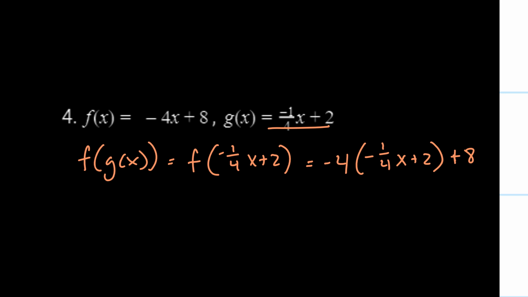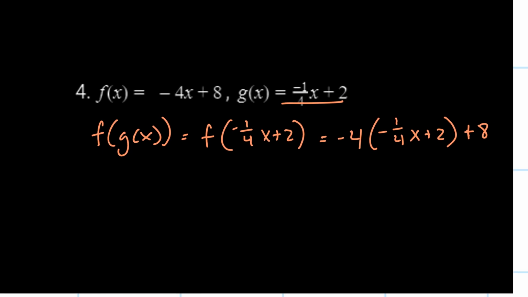So what are we going to do first here to simplify? What would you do first here? Yeah, you distribute the negative 4. So this becomes, what's negative 4 times negative 1/4? A 1. So it's just x. And then negative 4 times 2 is negative 8. Well, what's negative 8 plus 8? Cancels, and you're just left with x.